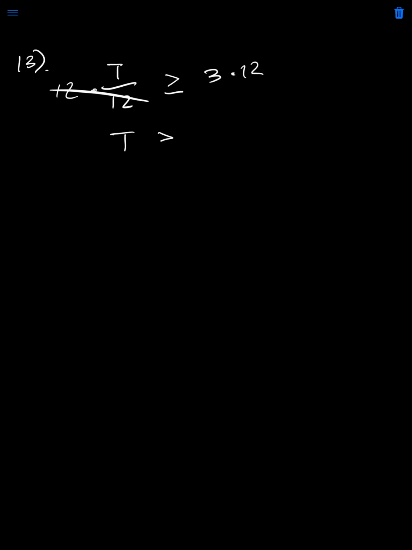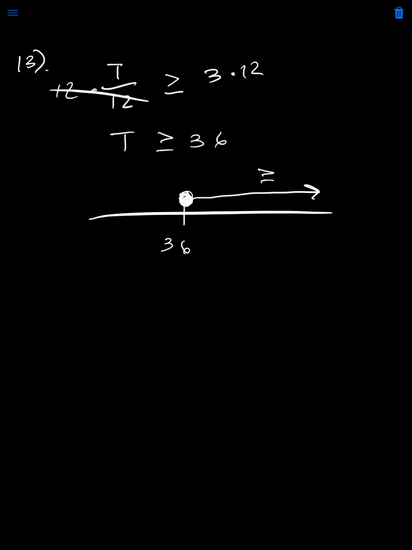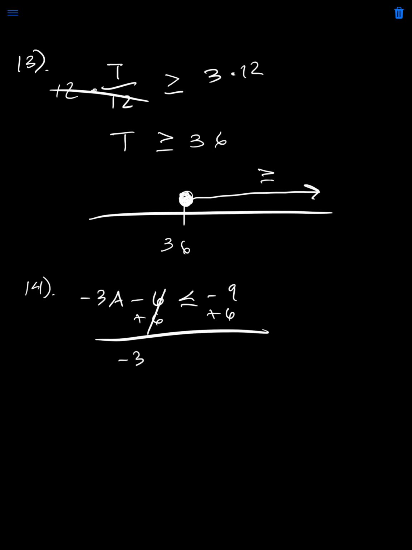Now I'm going to do number 13. I have t divided by 12 is greater than or equal to 3. I'm going to multiply both sides by 12 to undo the division. So t is greater than or equal to 36. So I'm going to get my grapher. Because it's a greater than or equal to sign, I'm going to have a closed circle. I'm going to shade everything to the right because it's greater than or equal to.